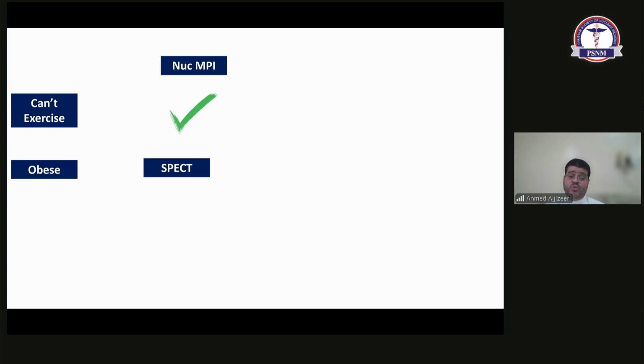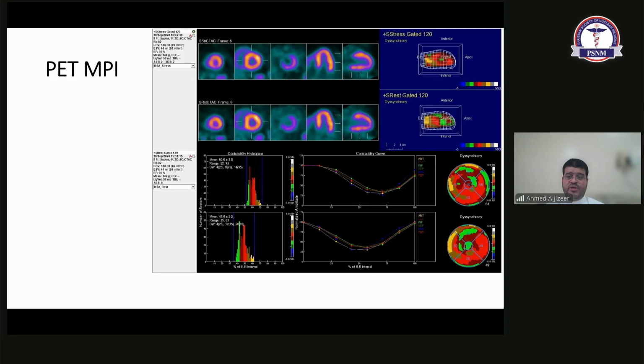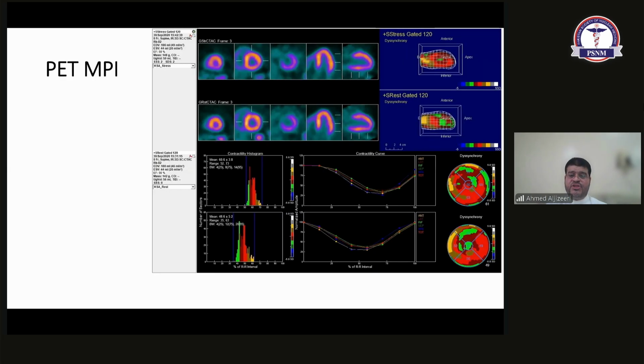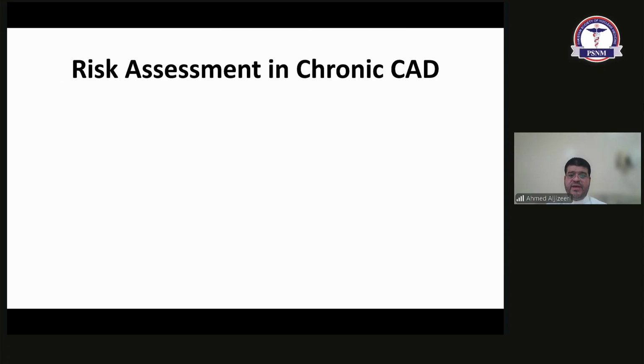She is obese. Then between SPECT and PET, we know that PET does a better job there. And this is her PET MPI, which showed normal, I'm sorry, I went fast on this, showed normal perfusion, as you can see here, good function with augmentation with exercise, good myocardial flow reserve, and overall, with this patient, the pain was not cardiac in origin.